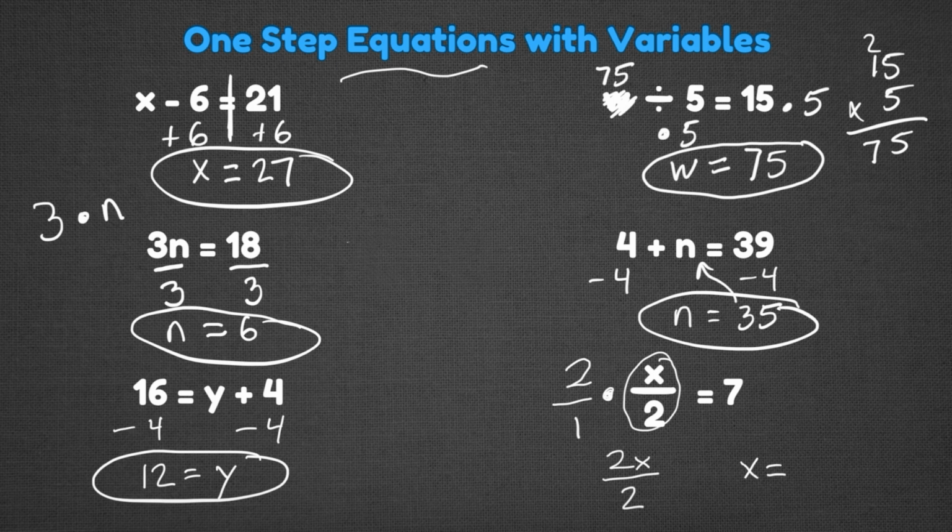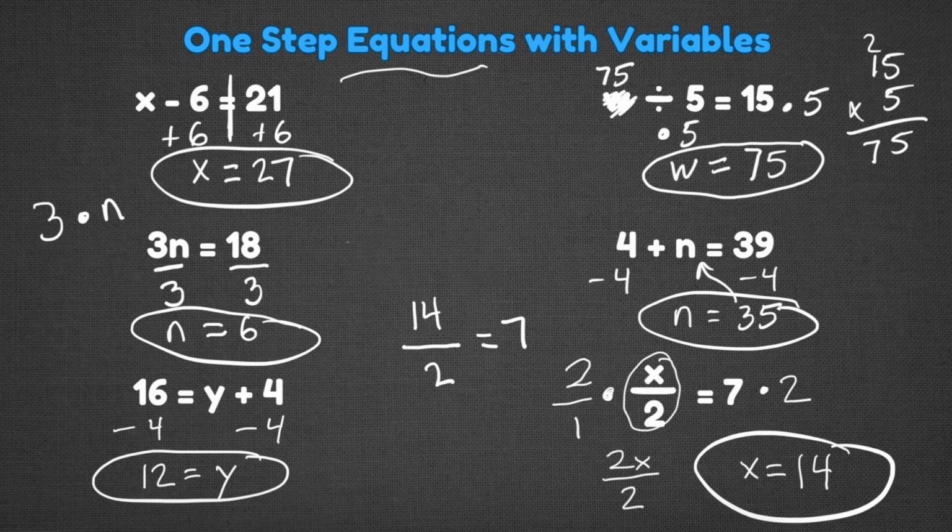But remember, anything you do to one side, you must do to the other. And because we multiplied by 2 on the left-hand side, we're going to multiply by 2 on the right-hand side, which will leave us with 7 times 2, and that is 14. Remember, if we're unsure, we can always plug it back in and see what we got going on. So for this problem, I'm going to move over to the side. Let's plug in this 14 for the x. 14 over 2, or divided by 2, does in fact get us 7. So we did it.